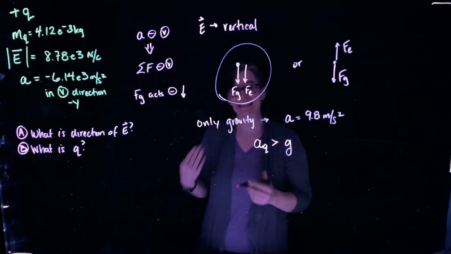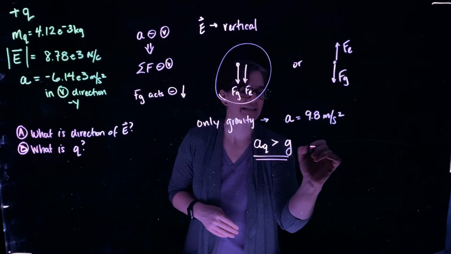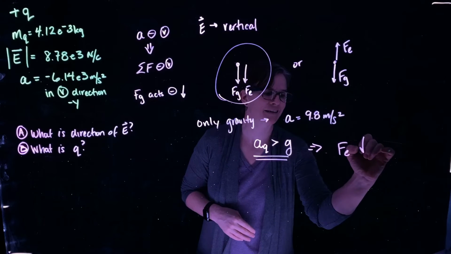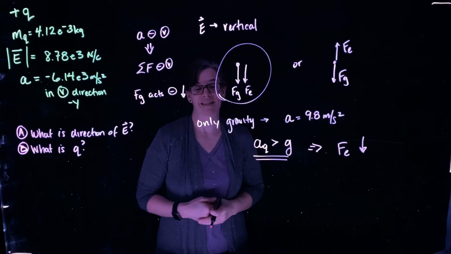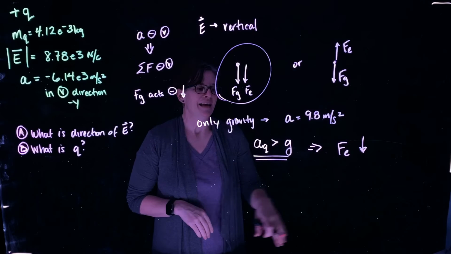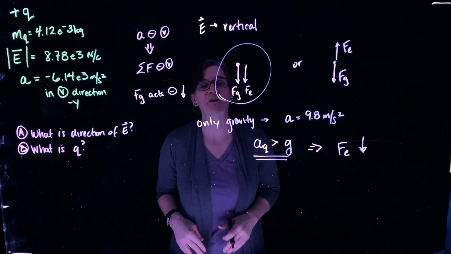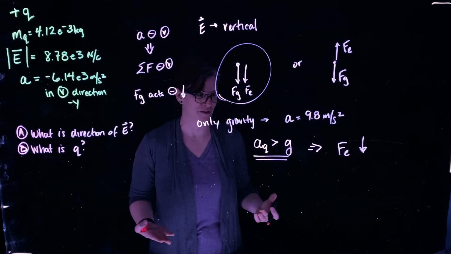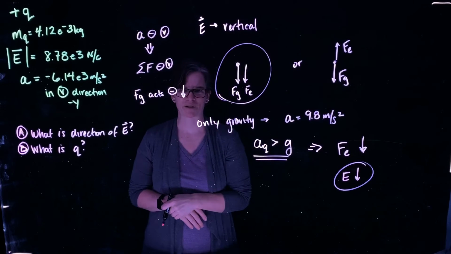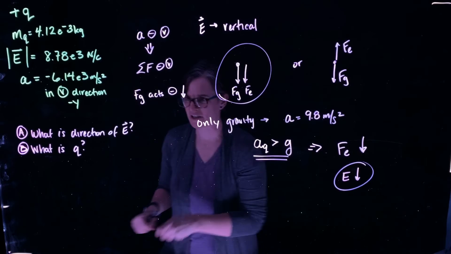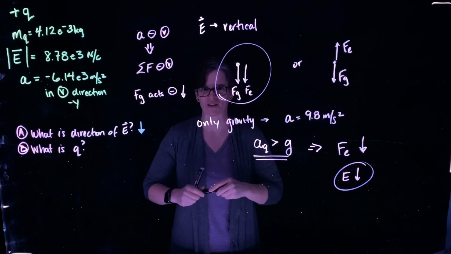It tells us that the electric force, because the acceleration is greater than that of gravity, is in the downward direction. It's helping the force of gravity accelerate that object in the downward direction. If the electric force is in the downward direction and it is a positively charged particle experiencing that electric force, then we know the electric field is in the downward direction. So that's part one. The electric field is in the downward direction.